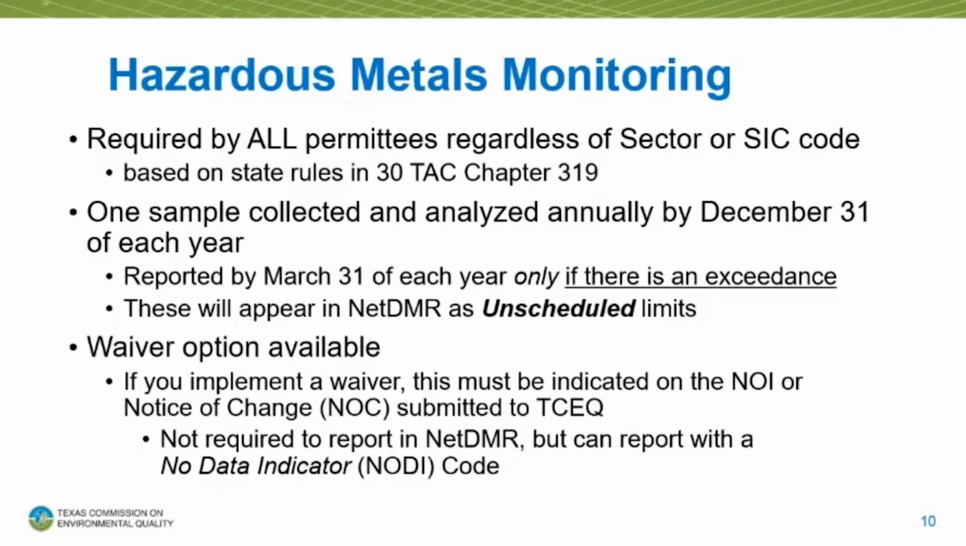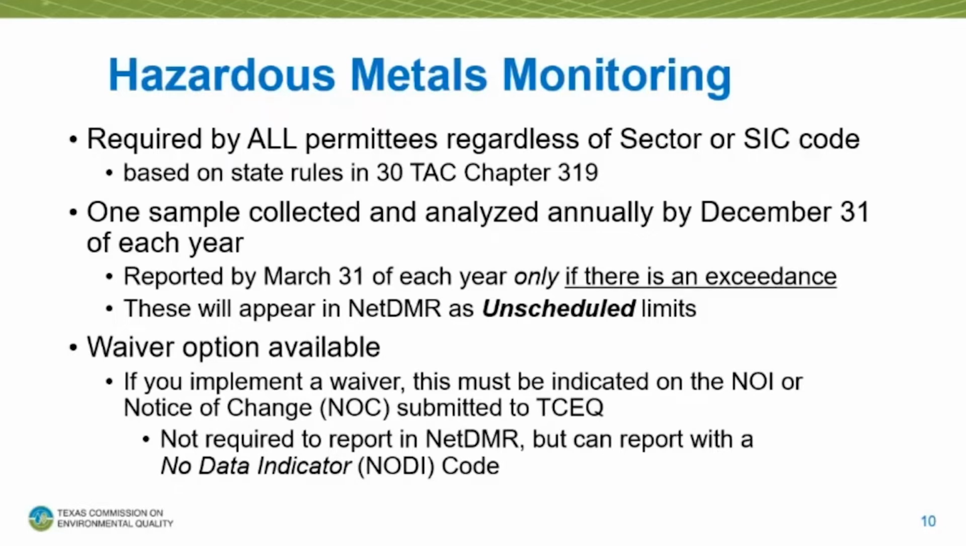It requires sampling once per year, so once per calendar year. By December 31, every permittee should collect and analyze a sample for their hazardous metals, and then you would be required to report those hazardous metals results by March 31st of the following year, only if there's an exceedance. So that's always been the case in the permit. If you never exceed your hazardous metals, you just keep a record of it in your own documentation. You don't actually have to submit that information to TCEQ.